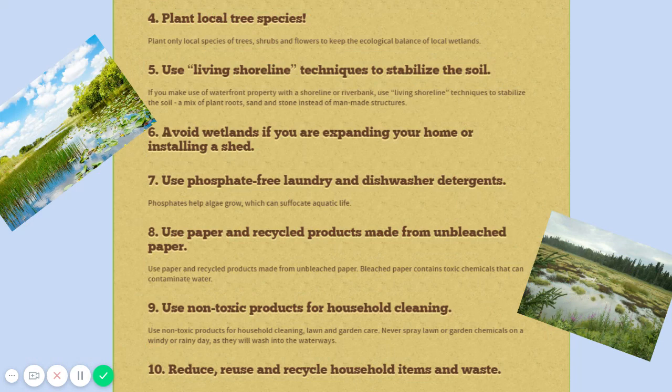8. Use paper and recycled products made from unbleached paper. Bleached paper contains toxic chemicals that can contaminate water. 9. Use non-toxic products for household cleaning, lawn and garden care as well. Never spray lawn or garden chemicals on a windy or rainy day, as they will wash into the waterways. 10. Reduce and recycle household items and waste.